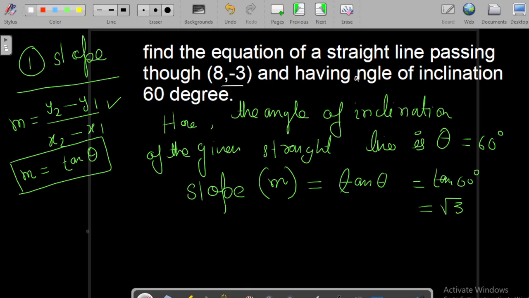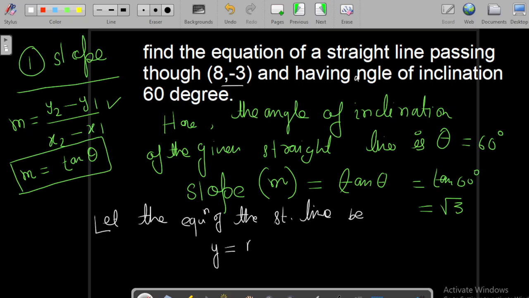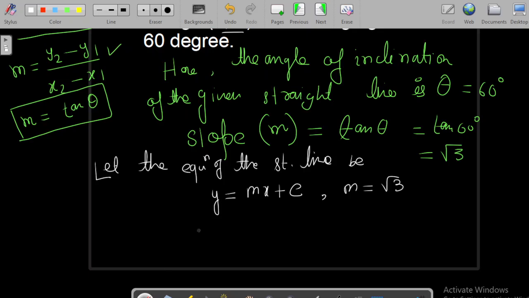Let the equation of the straight line be y equals mx plus c. We had already found out m, which is root 3, so we substitute that in the next line like this. So it becomes y equals root 3x plus c. This is our modification.